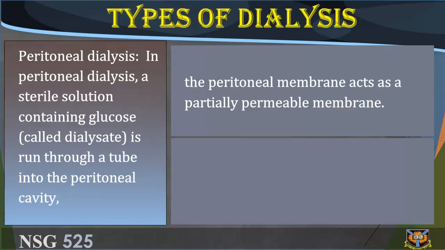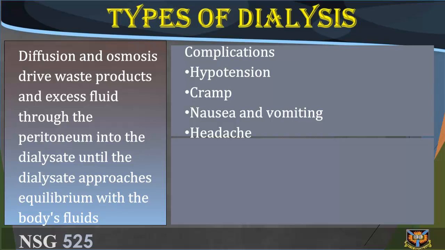Peritoneal dialysis. In peritoneal dialysis, a sterile solution containing glucose called dialysate is run through a tube into the peritoneal cavity. The peritoneal membrane acts as a partially permeable membrane. Diffusion and osmosis drive waste products and excess fluid through the peritoneum into the dialysate until the dialysate approaches equilibrium with the body fluid. Then the dialysate is drained, discarded, and replaced with fresh dialysate. This exchange is repeated 4 to 5 times per day. Automatic systems can run more frequent exchange cycles overnight.